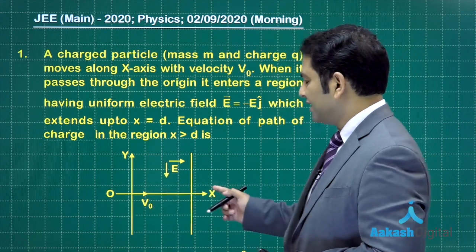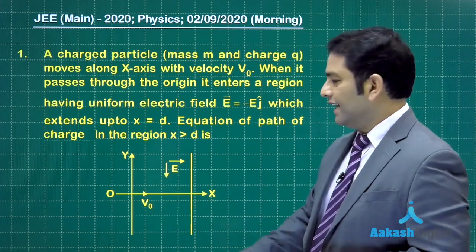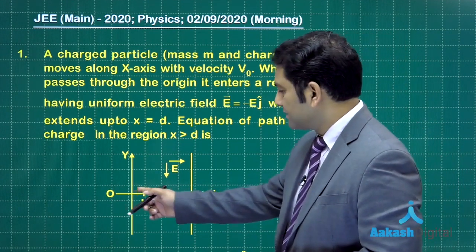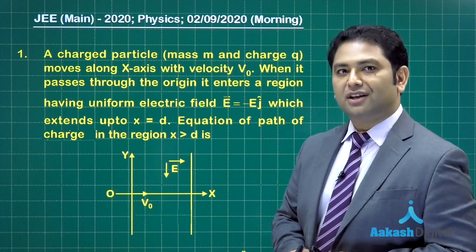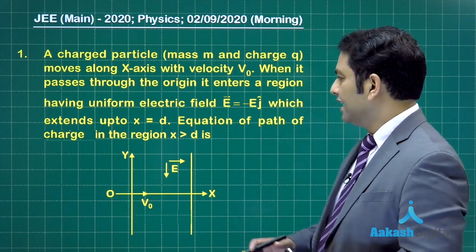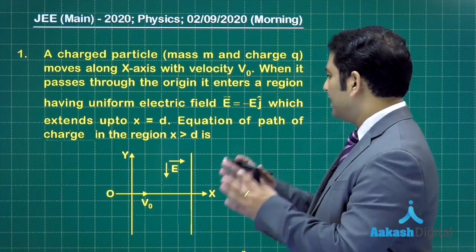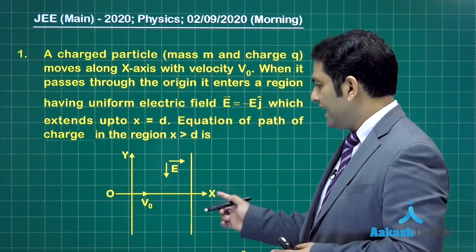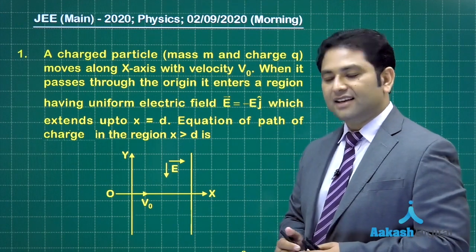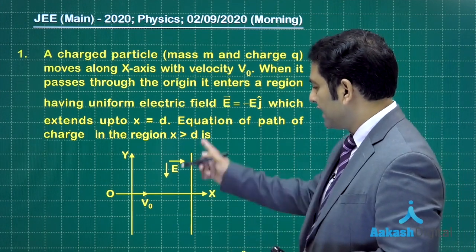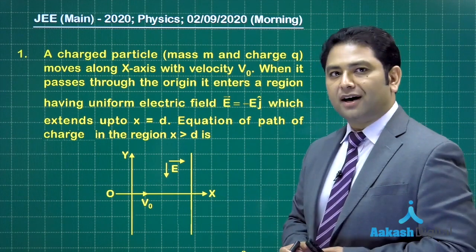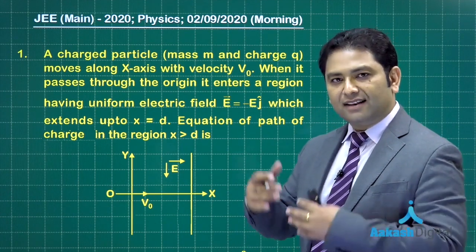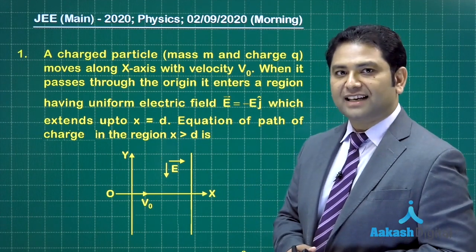Look at the question. This is the regular coordinate system. Here is the origin. An electric field is downward. And a positive charge has been projected rightwards with a velocity v0. Now what it says is that we need to find the equation of path of the charge in the region x greater than d. And where is d? Of course, this particular line. So we need to see what is the path of the charged particle outside this region, and we need to formulate the equation for that.